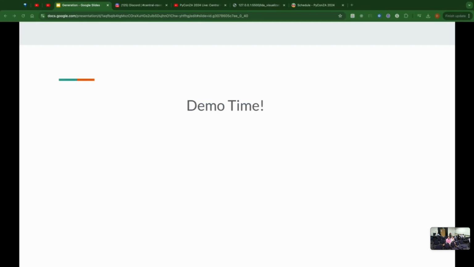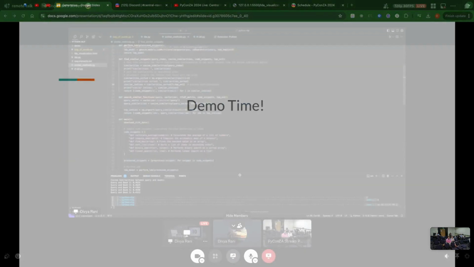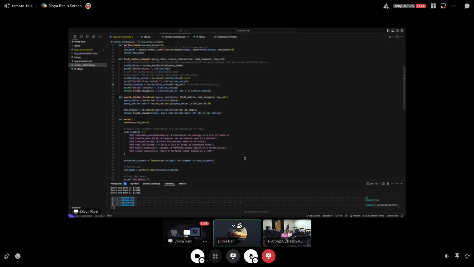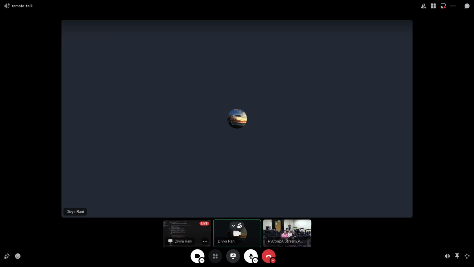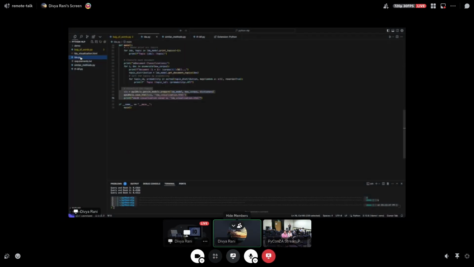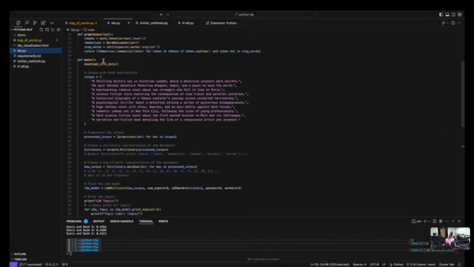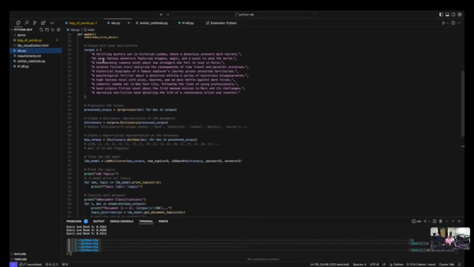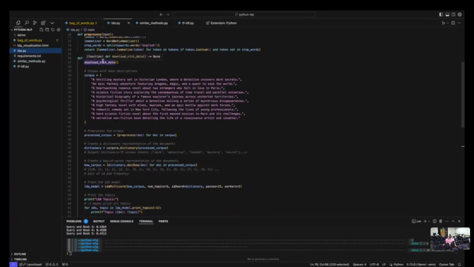Now we will look at a demo of how these algorithms that we just learned can be used to build a small code search engine. So we will go one by one. We'll first start with LDA, which is latent Dirichlet allocation, and we'll first go through the main function and see what is going on.